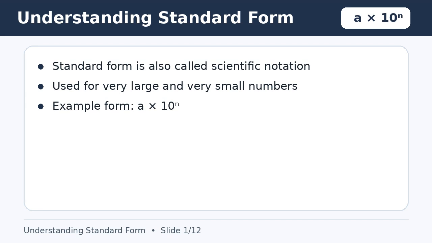In science and mathematics, we often work with numbers that are extremely large or extremely small. For example, the distance between planets may involve millions or billions of meters. The diameter of an atom may involve many zeros after the decimal point. Writing such numbers in ordinary decimal notation can be inconvenient and may lead to mistakes. Standard form provides a shorter and clearer way to write these numbers.